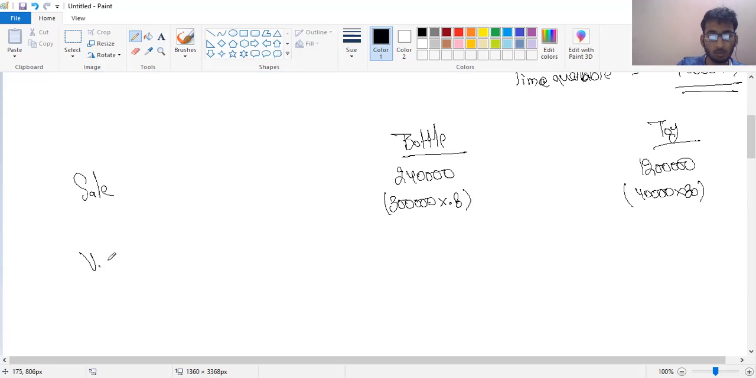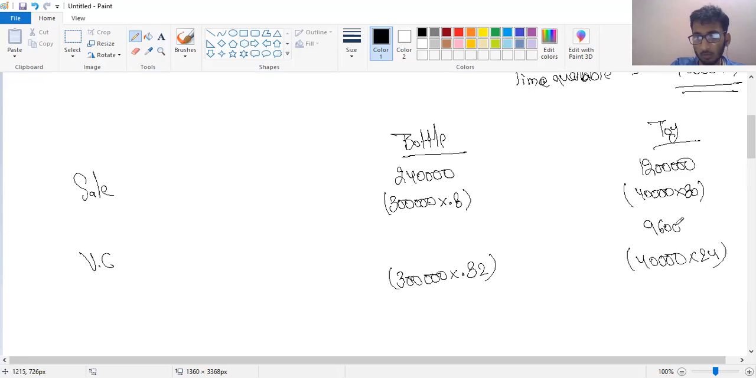The variable cost, what would be the amount of variable cost? Just see. It would be 3 lakh multiplied by 0.32. I think it is 32 paisa, which gives 96,000, and 40,000 multiplied by 24, which gives 9,60,000.